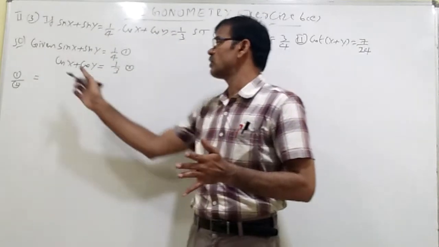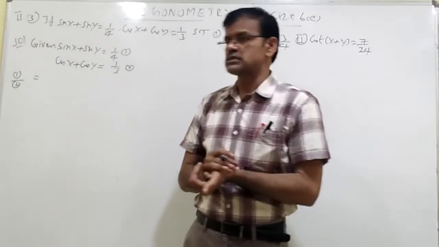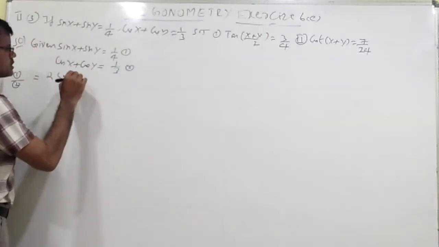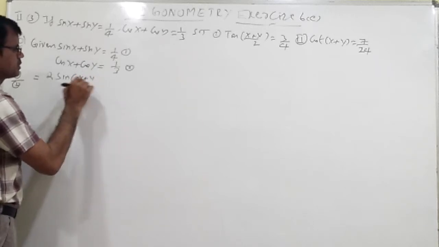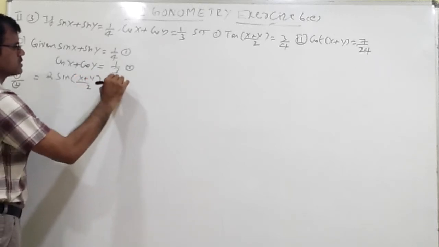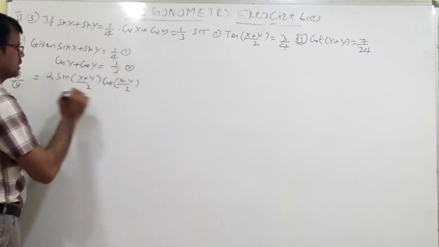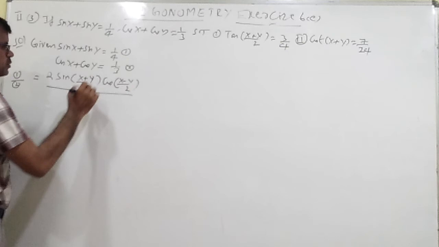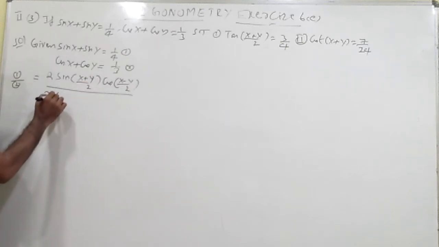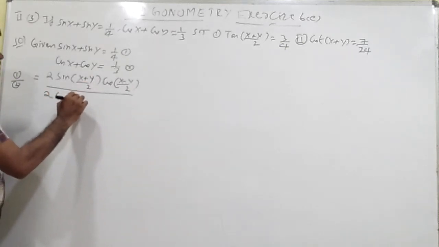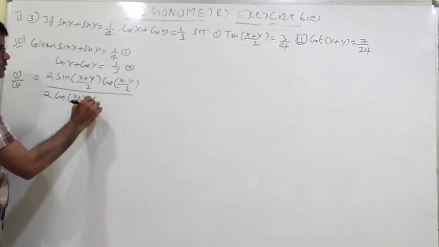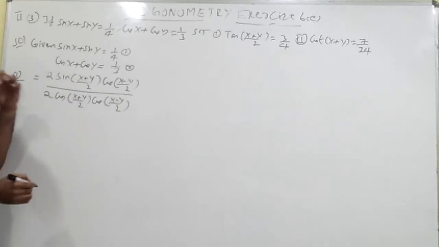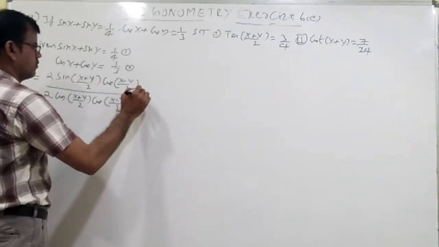We have the formulas for sin C plus sin D and cos C plus cos D. What is the formula of sin C plus sin D? 2 sin of (C plus D) by 2 into cos of (C minus D) by 2. Here C, D mean x, y: 2 sin of (x plus y) by 2 and cos of (x minus y) by 2. Cos C plus cos D is 2 cos of (C plus D) by 2 into cos of (C minus D) by 2, where C, D are x, y.